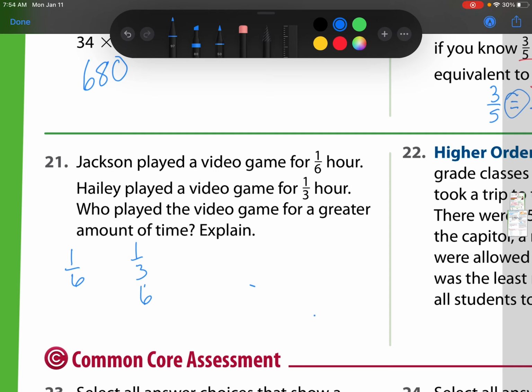So that's 3, 6. Oh, look, it's already there. So that's times 2, times 2. So that's 2/6. And 1/6 is going to stay the same. And so then what do we have? Well, we have 2/6 is larger. So that means 1/3 is the larger one.